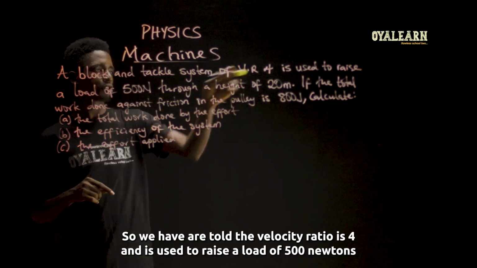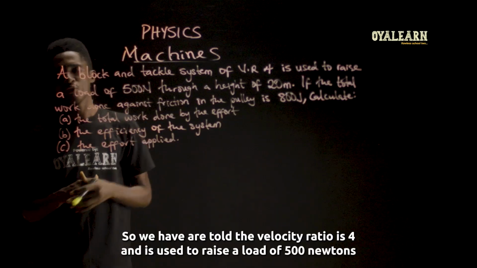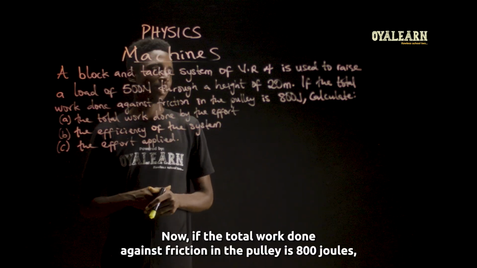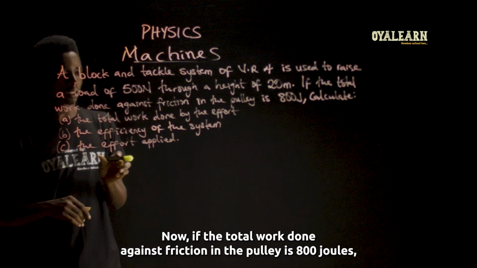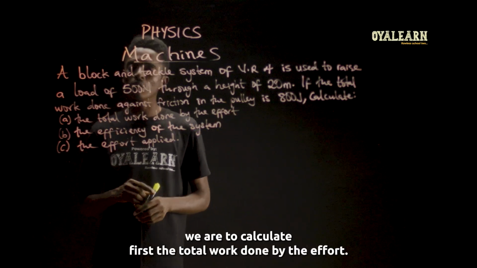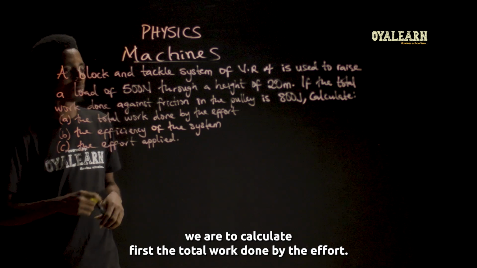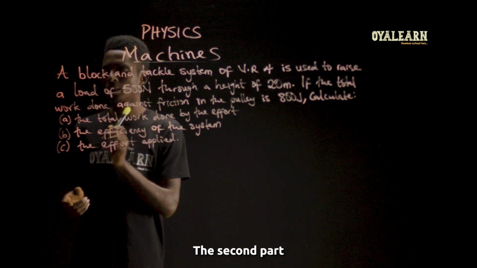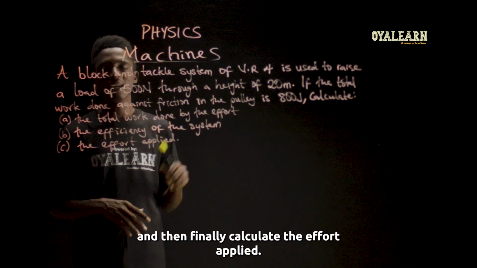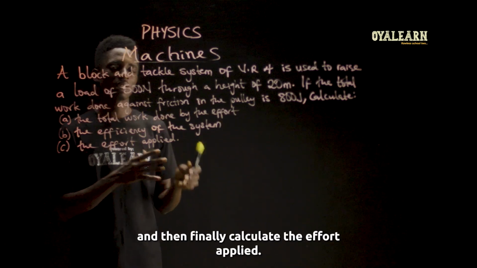So we are told the velocity ratio is 4 and is used to raise a load of 500 newtons through a height of 20 meters. Now, if the total work done against friction in the pulley is 800 joules, we have to calculate first the total work done by the effort. The second part is to find the efficiency of the system and then finally calculate the effort applied.